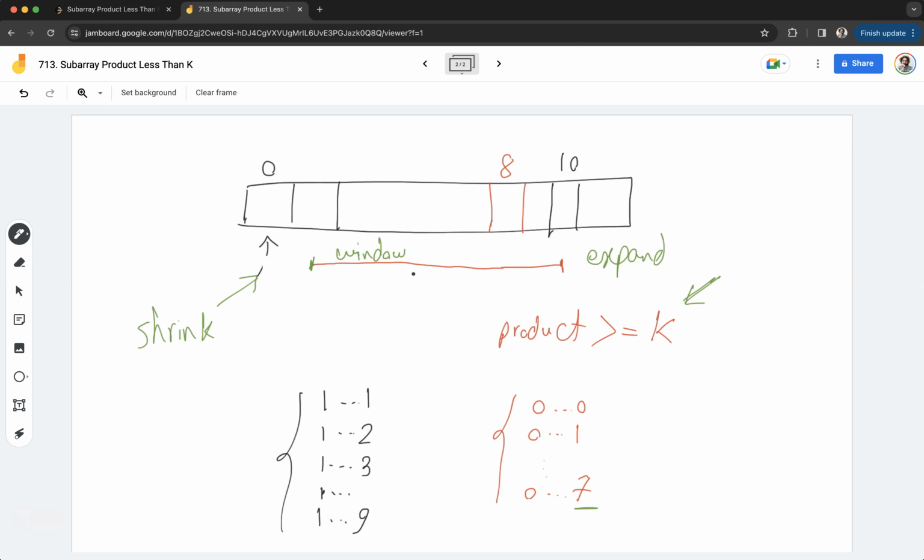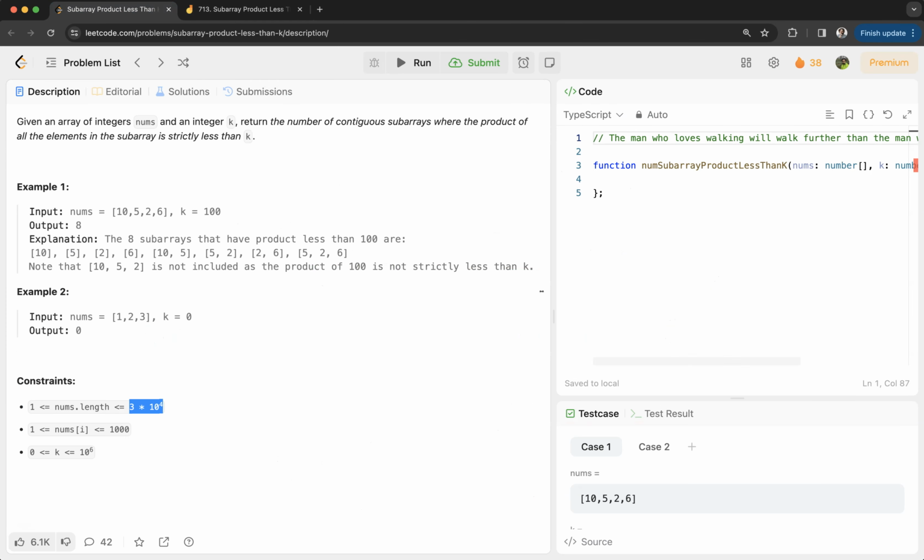And we keep doing that. We expand, we shrink. We expand, we shrink. We expand as far as we can. We shrink only 1 cell. All right, let's go and write the code for this problem.